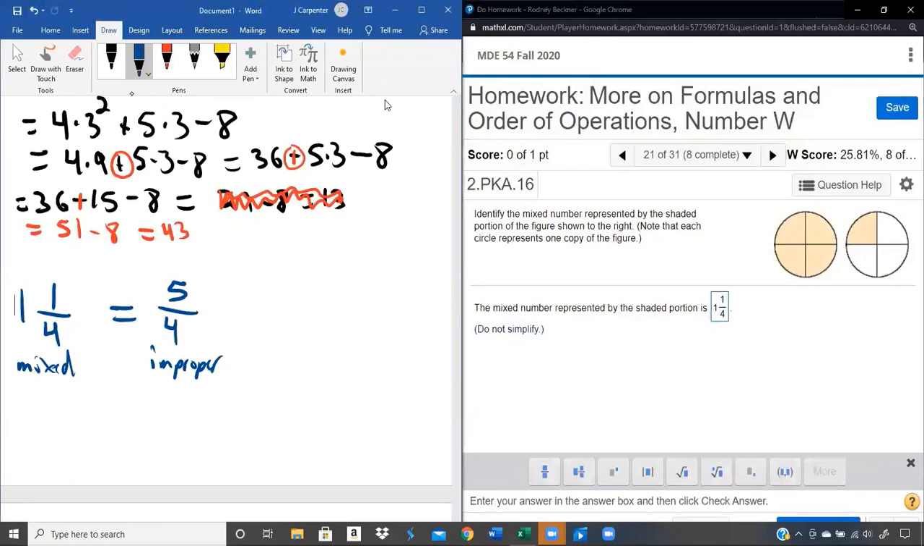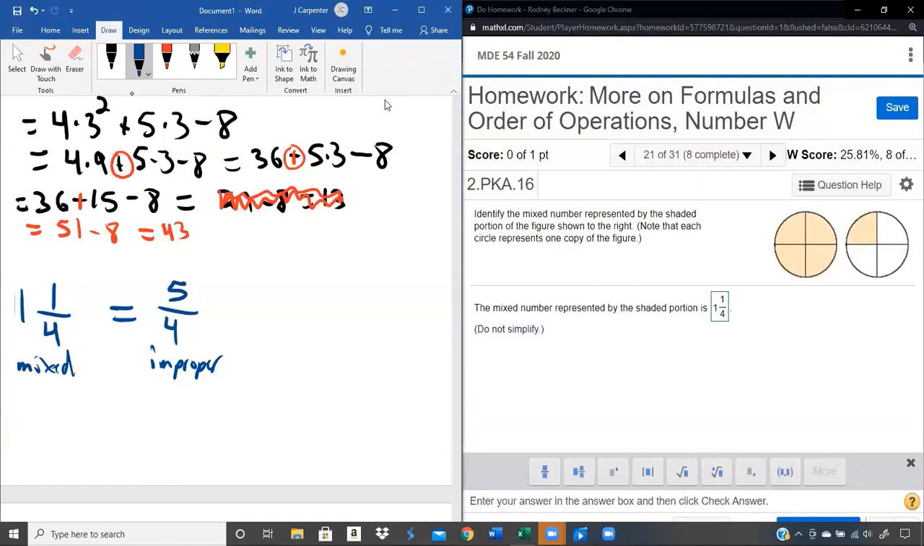An improper fraction is any whole or more. So a proper fraction is less than 1 whole, and improper is a whole or more. So even 1 whole, 4/4, would be improper. And it's not because it reduces, it's because it would be a whole or more. 2/4 would reduce, but it would be proper.